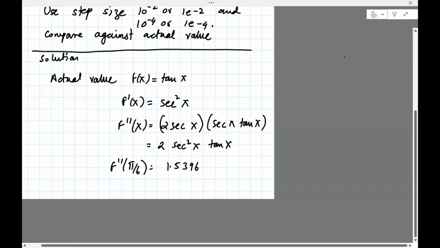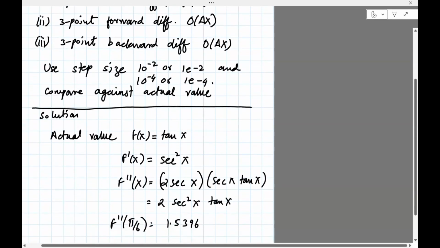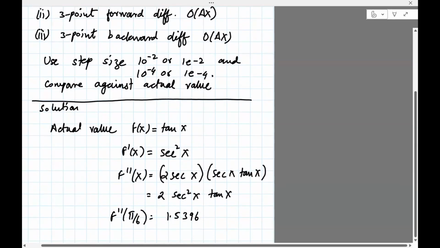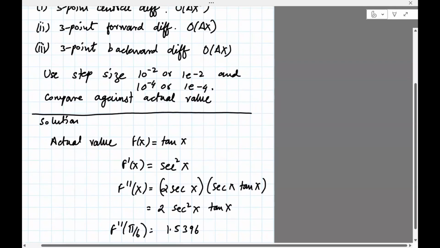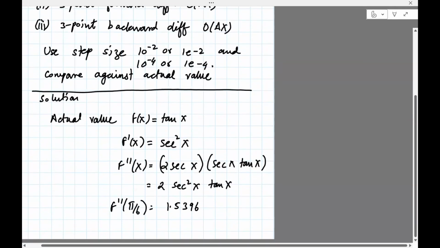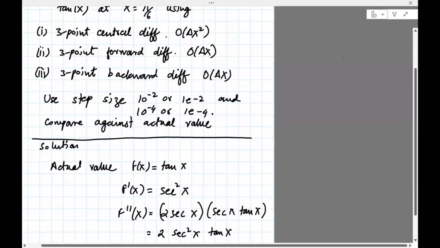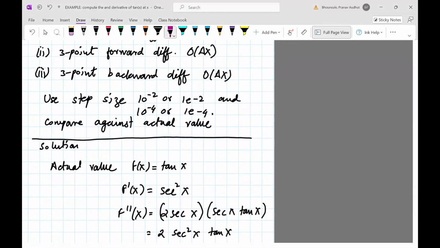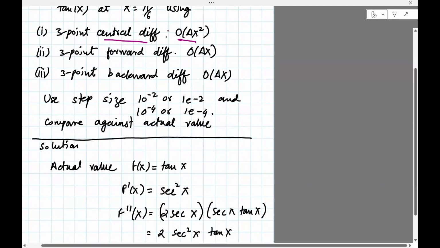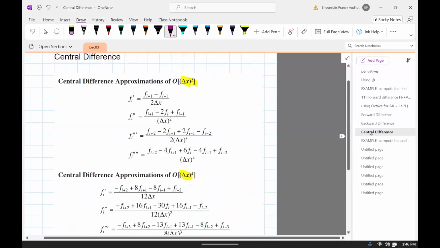We need to now compare it against the formulas. So let's go through these formulas from the table, and then I'll leave the calculation to you, but let's just identify which formulas we should use. Okay, so let's look at the first one: 3-point central difference, delta x squared. So let's look at the table for central difference. We want delta x squared, so it's here. Second derivative is here, and it's 3-point, right? This is the formula. So this is the first one.